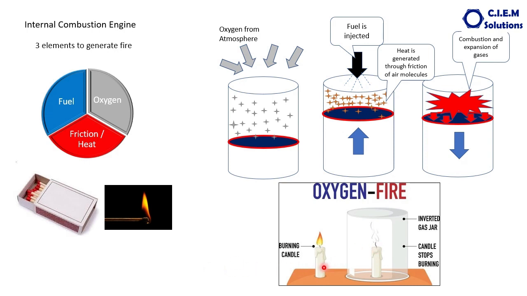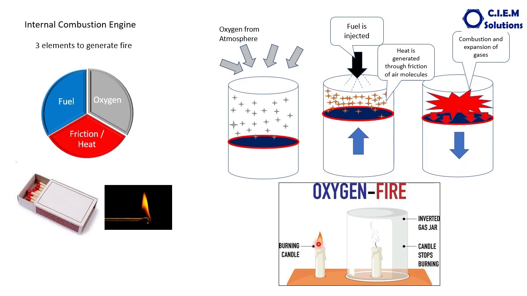To confirm that all these three elements are essential for fire or combustion, see this example also. There is a burning candle on a table. You can see the lamp is burning. Consider this candle as the fuel, and the fuel is burning with the lamp. So what happens if we cover this burning candle with a glass cup? In a few minutes, this lamp goes off.